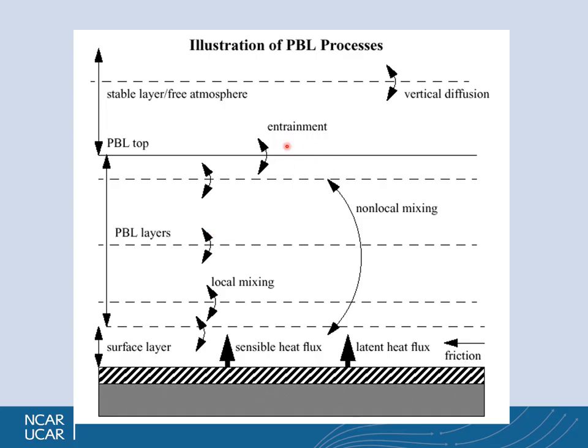Also, the boundary layer grows by entrainment, so the growth of the height of the boundary layer depends a lot on how much of the air is entrained from above. Above the boundary layer is a stable free atmosphere, where the mixing is always local with vertical diffusion.